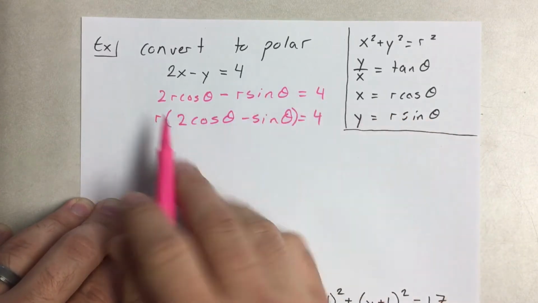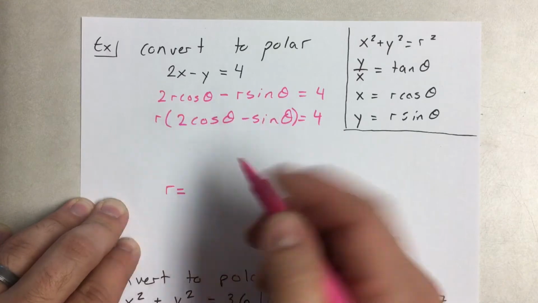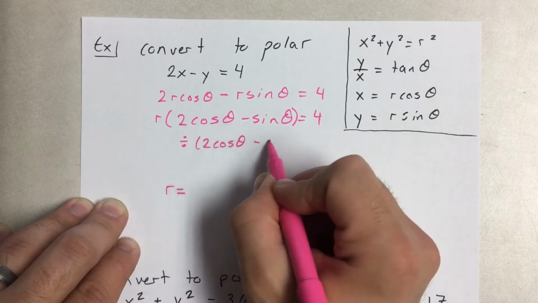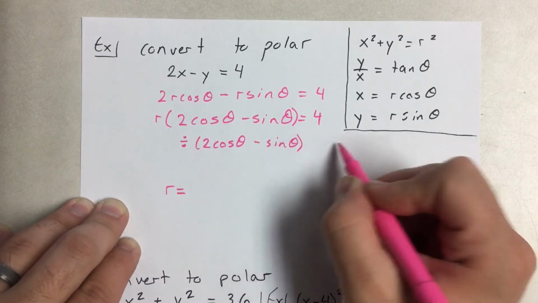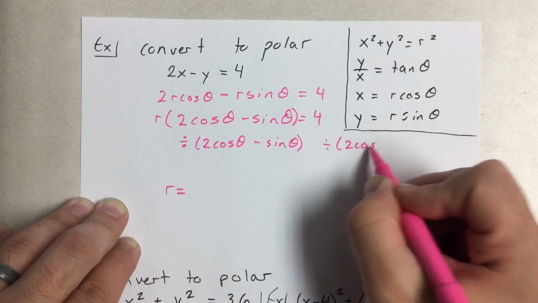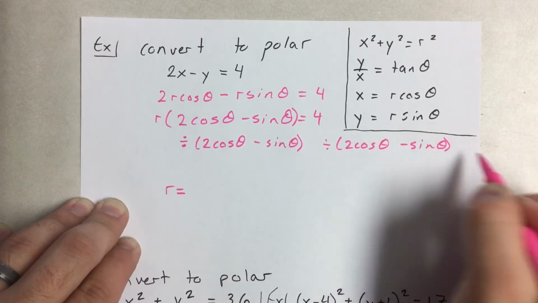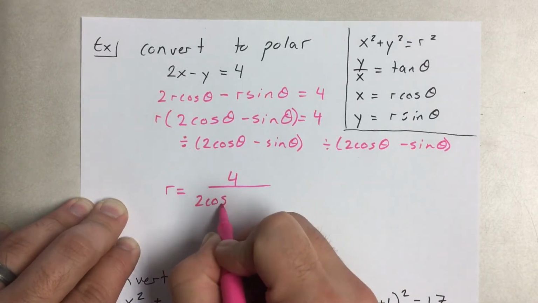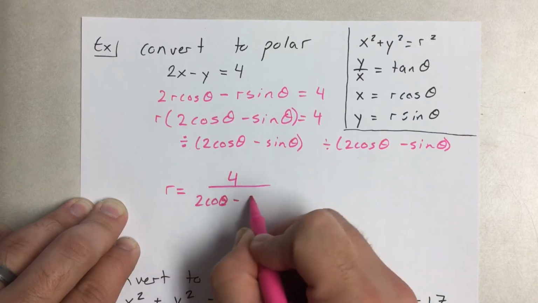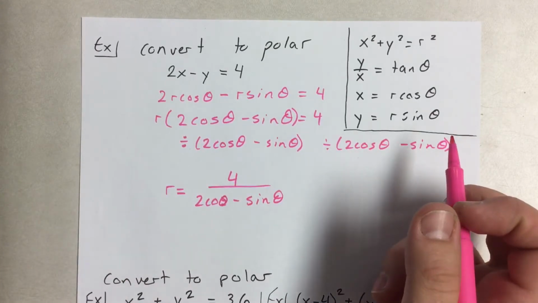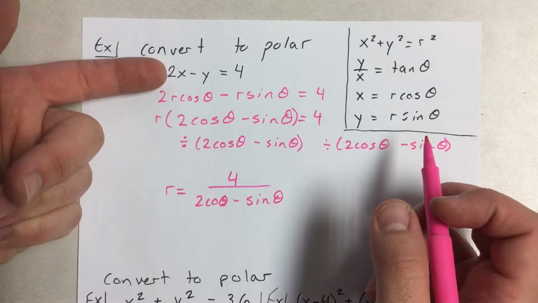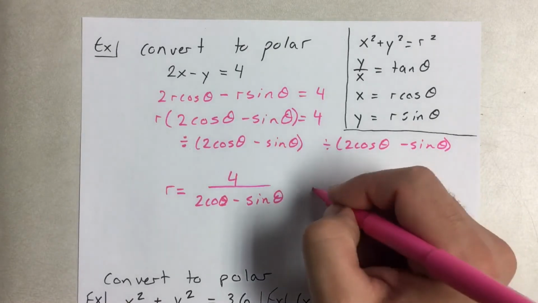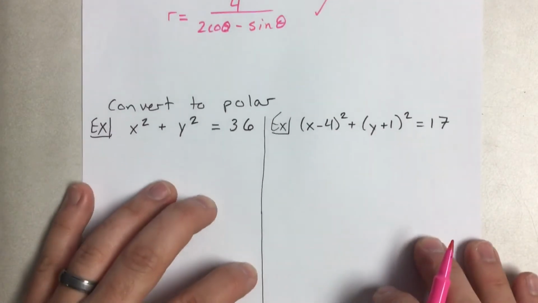Okay. So great, because this is one group, so I can divide both sides by that. We're going to divide both sides by that grouping, which gives us a polar equation of 4 divided by 2 cosine theta minus sine theta. Now, I said just in the previous example, linear equation. Oh, a fraction of a sort. There we go. All right, so let's look at the next 2.